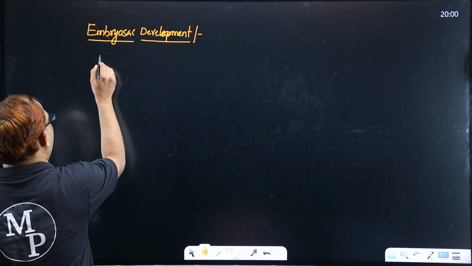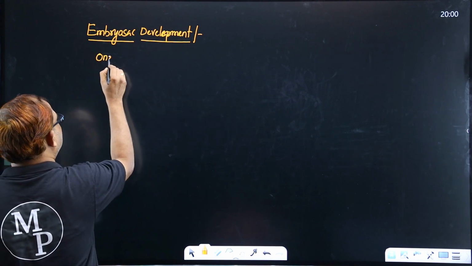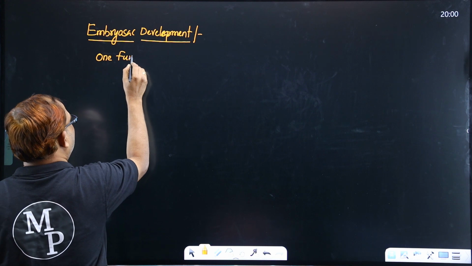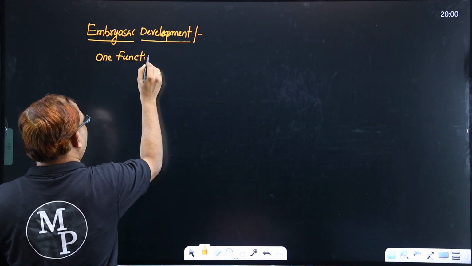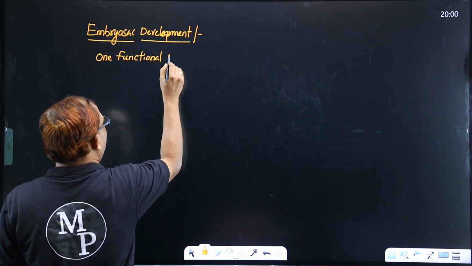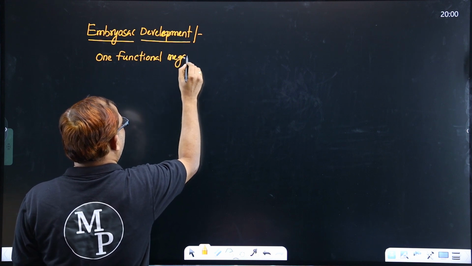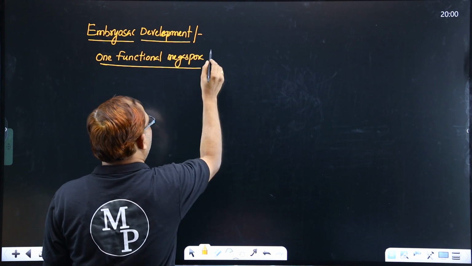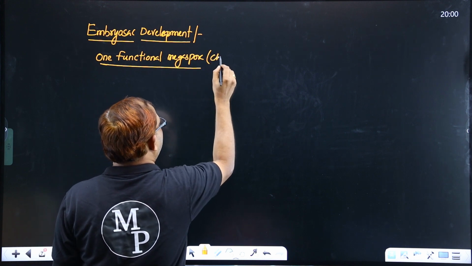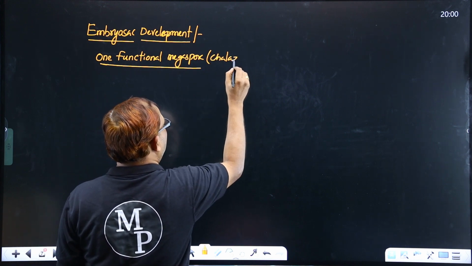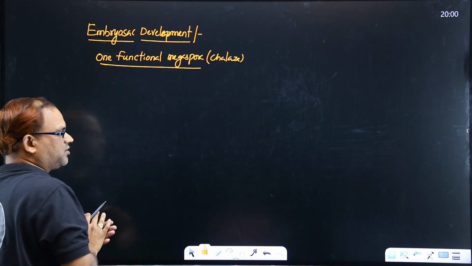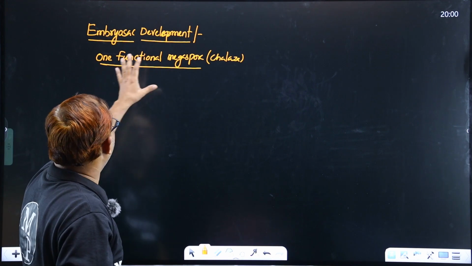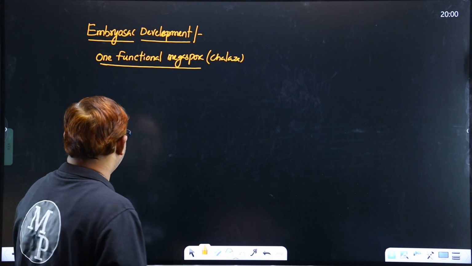Only one functional megaspore is involved in the formation of the embryo sac. That functional megaspore is present towards the chalazal side. This only contributes to the formation of the entire embryo sac structure. We'll see now.